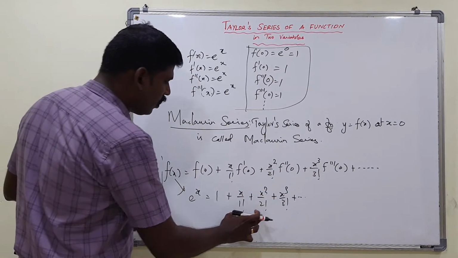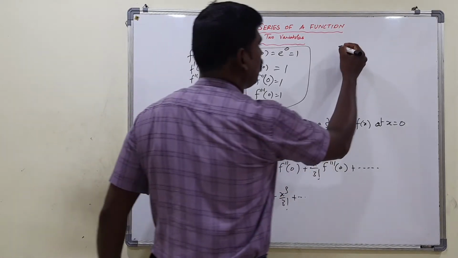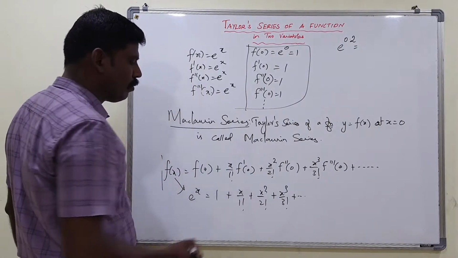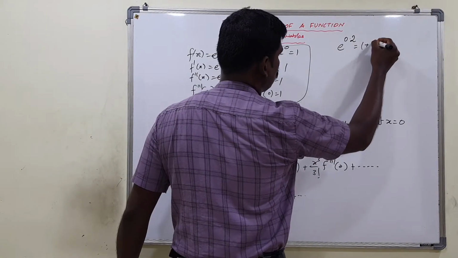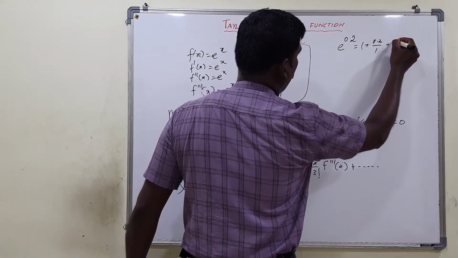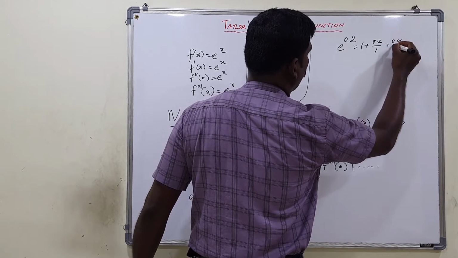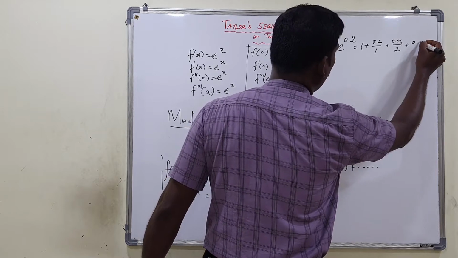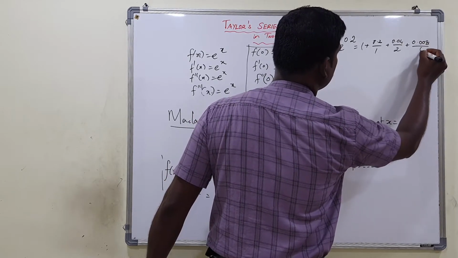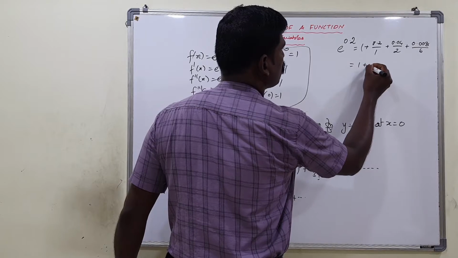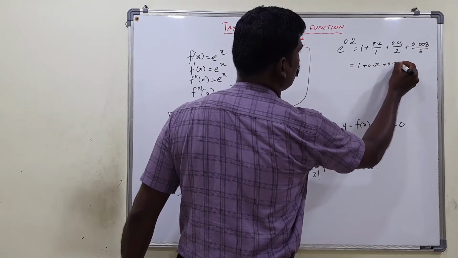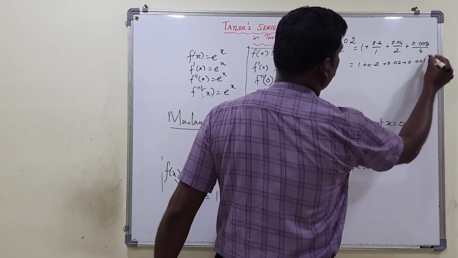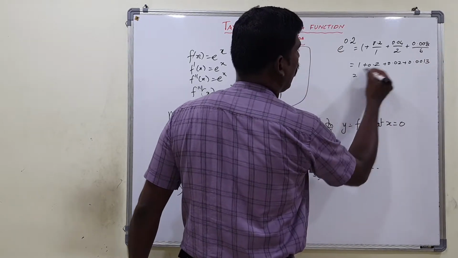So using this formula, we can find the value of e power x. For example, if you want to find e power 0.2, how can we find it? Using this formula. So 1 plus 0.2 by 1 factorial is 0.2, plus 0.2 the whole square is 0.04 by 2 factorial, which is 0.02, plus 0.2 the whole cube is 0.008 by 6, which is about 0.001, and so on. So add all these terms.